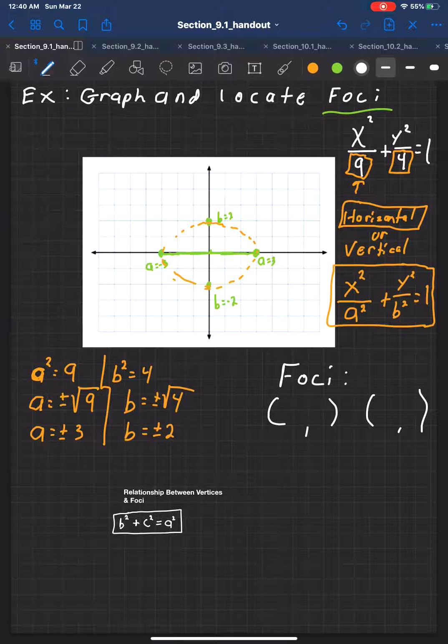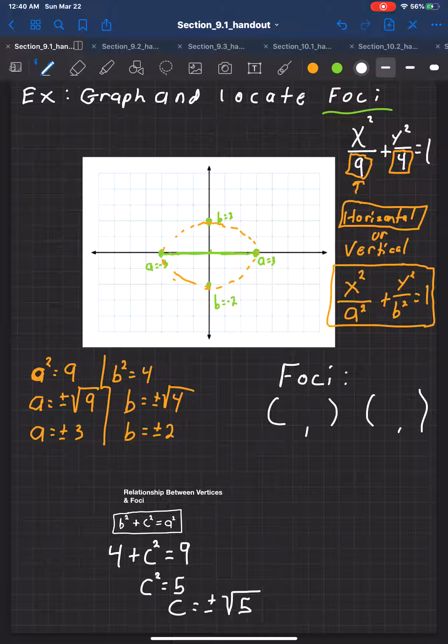So we have b squared was equal to 4, plus c squared. Well, that is going to be where our focal points are. We don't have that yet. And that's got to be equal to a squared, which is 9. With me? So c squared is equal to 5. That means c is equal to plus or minus the square root of 5.